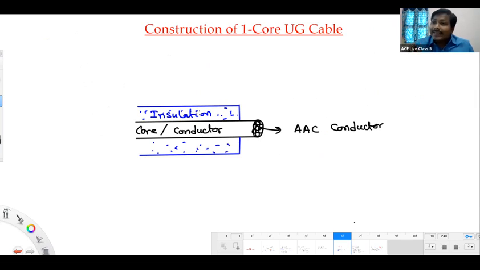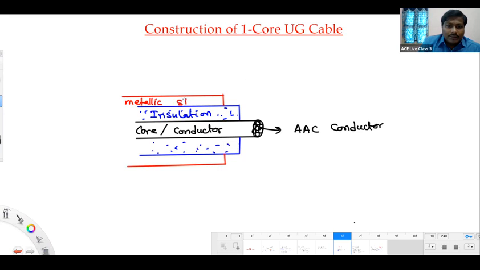Okay, to avoid the entry of the moisture content into the insulation, I will be keeping some metallic sheath here. Okay, so I'm showing this metallic sheath. What's the purpose of this metallic sheath here? To avoid the entry of moisture content into the insulation.